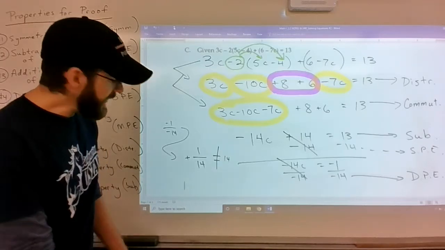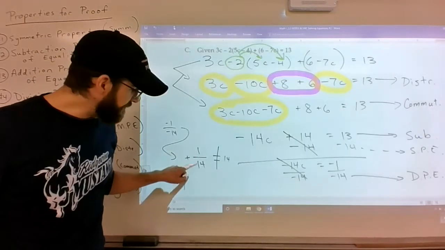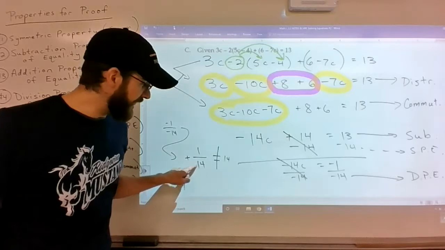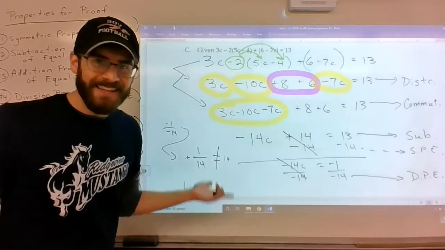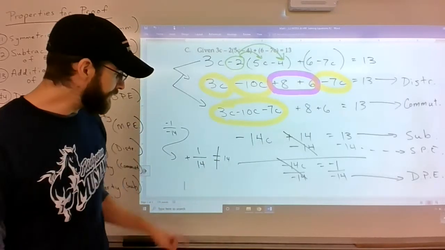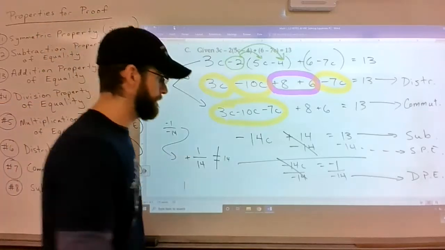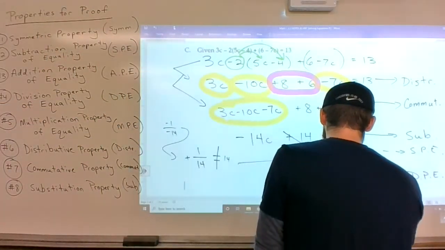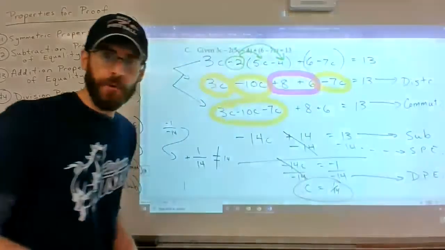That'd be like saying, if I have $1 and I divided it amongst 14 people, then everybody gets $14. That doesn't make any sense at all. Everybody gets 1/14 of $1. So our answer is 1/14.